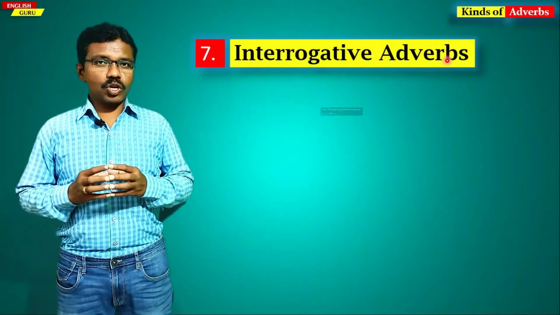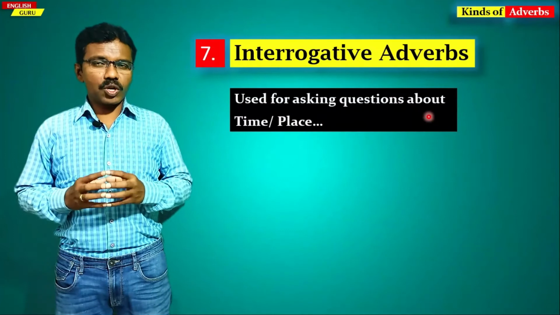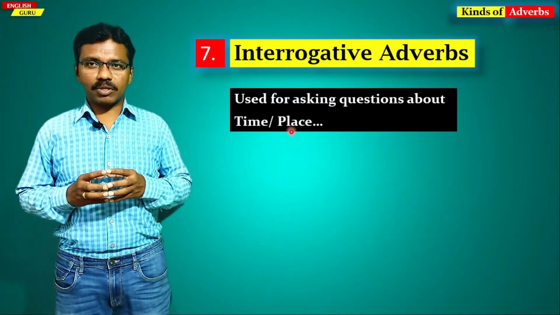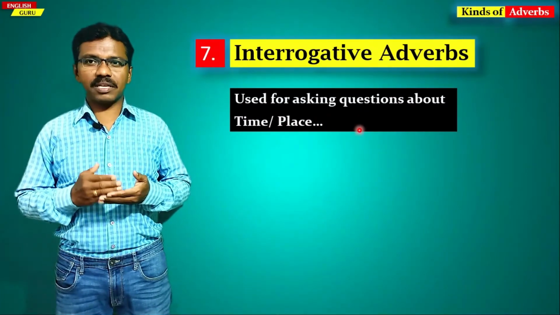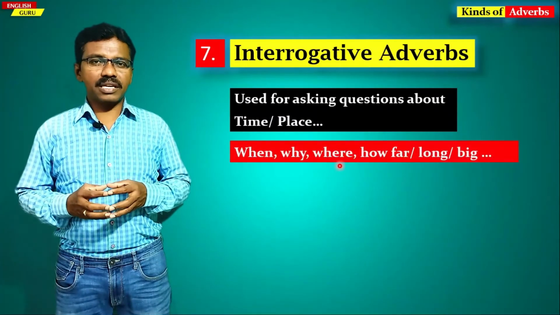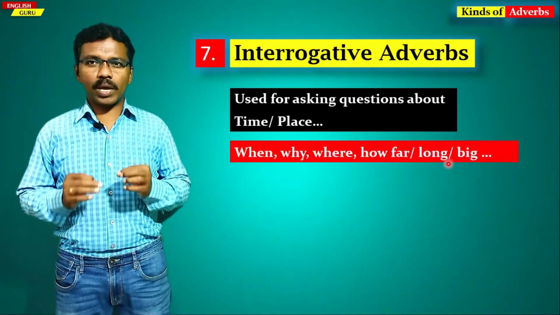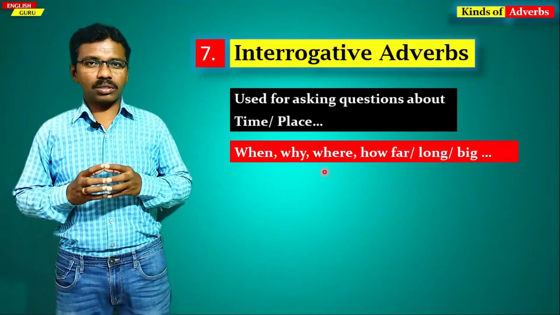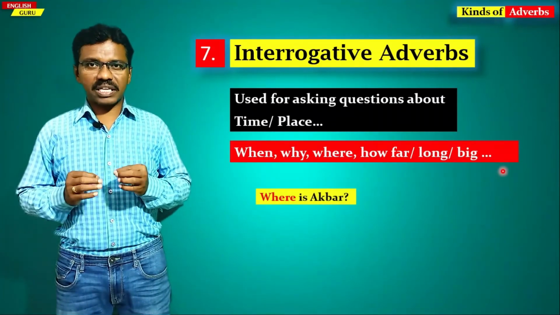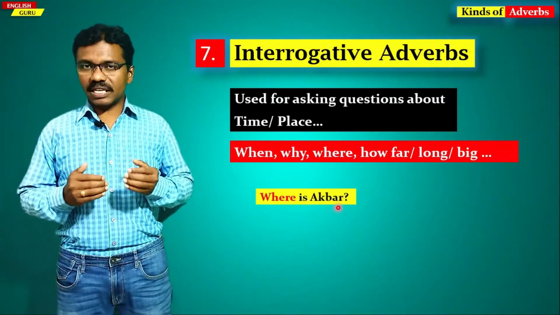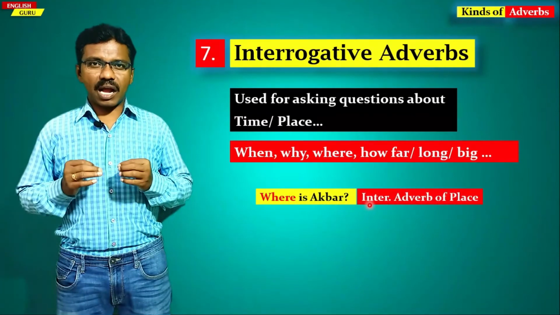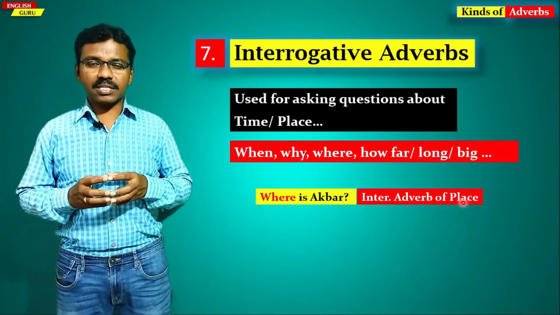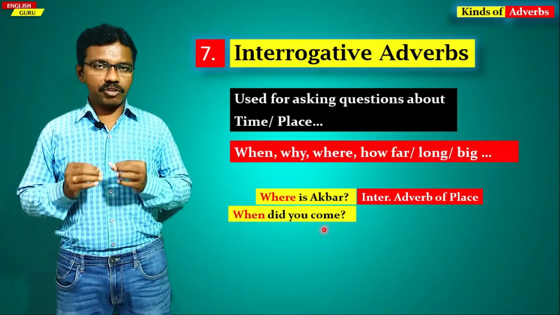Seventh one is interrogative adverbs. So interrogative adverbs are used to ask questions about time, place, manner, and etc. And there are words like when, why, where, how far, how long, how big. These are all the interrogative adverbs. For example, if you take in the sentence, where is Akbar? So the word where is an interrogative adverb of place.